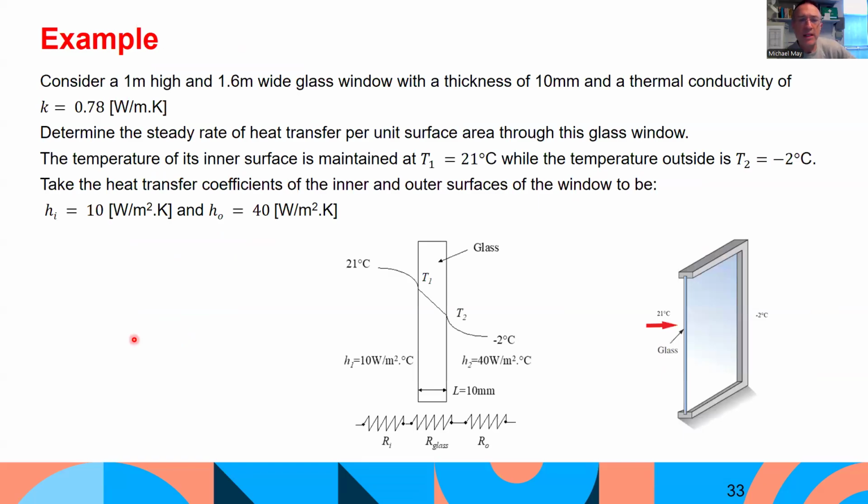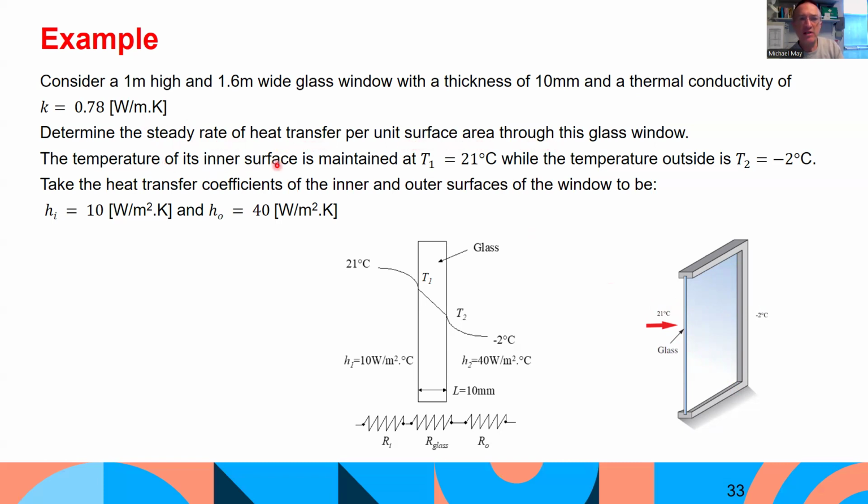So we've an example here. Consider a 1 meter high and 1.6 meter wide glass window. So that's the dimensions here and here, for example. It has a thickness of 10 mm and a thermal conductivity of 0.78 watts per meter Kelvin. Determine the steady rate of heat transfer per unit surface area through the glass window. So that's the heat flux.